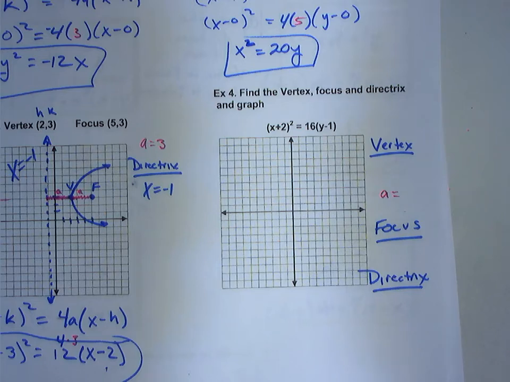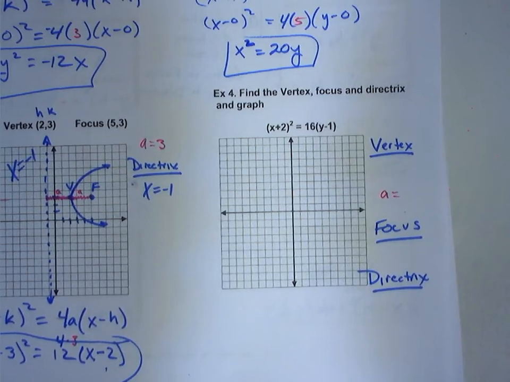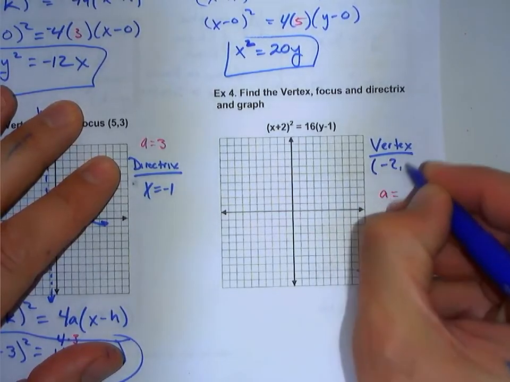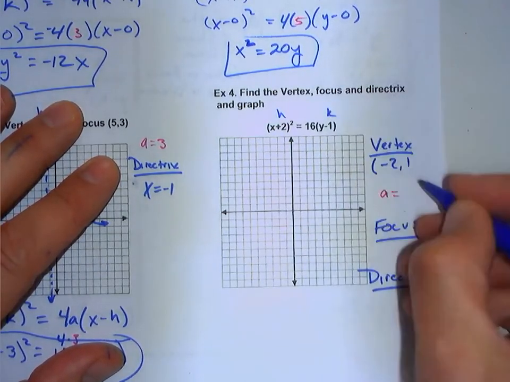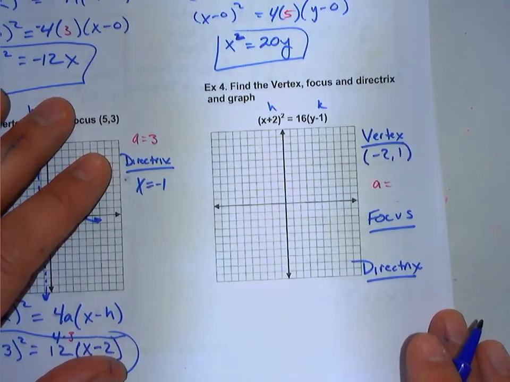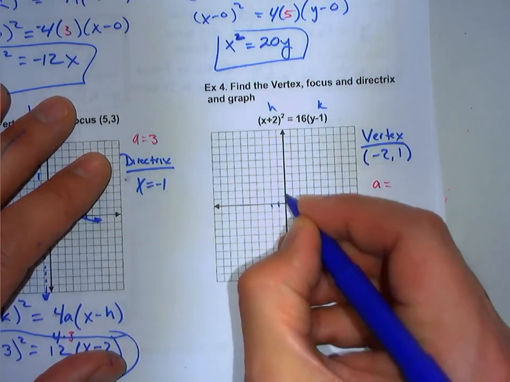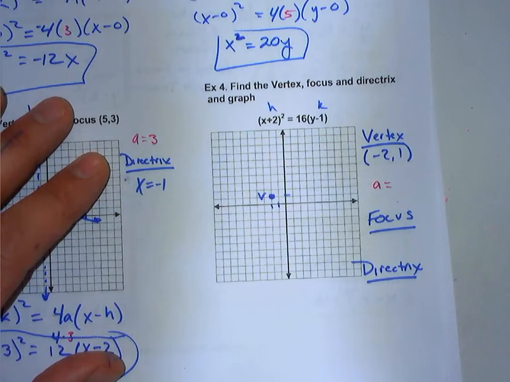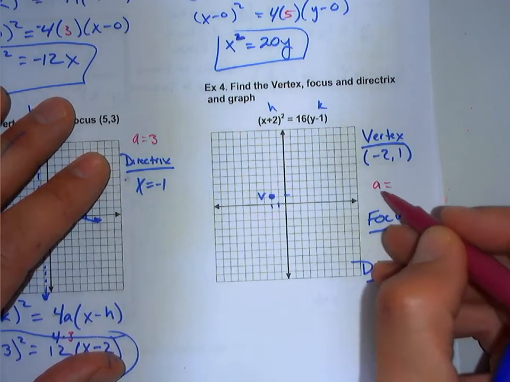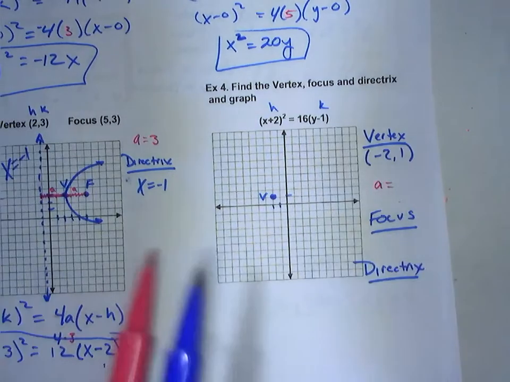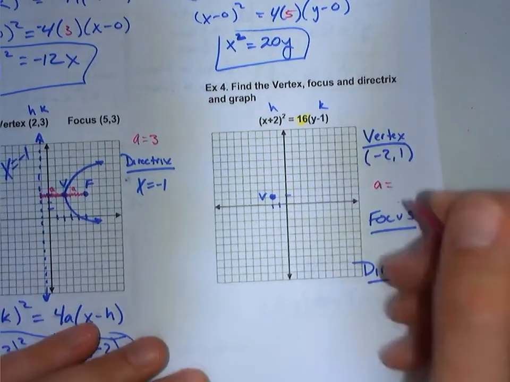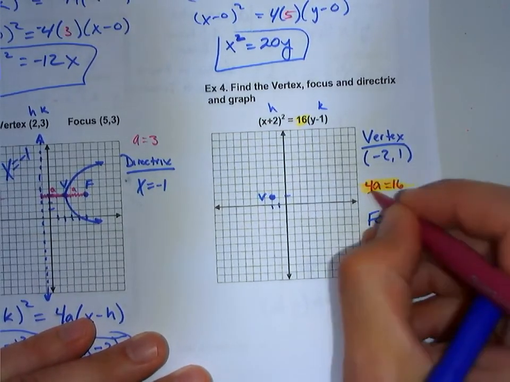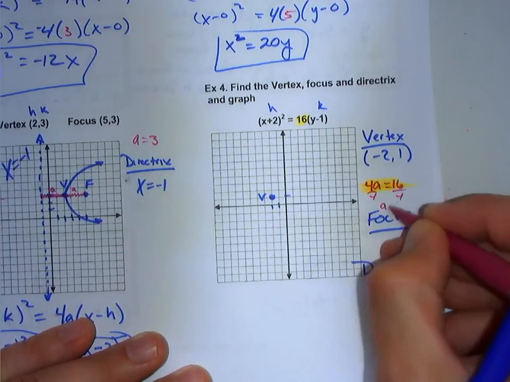All right. So let's see if you get what I got. Okay, Nicole, vertex, what'd you have? -2, 1. Remember, h is with x, k is with y, and it's opposite of what you see. So -2, 1, awesome. I'm going to count over 1, 2, up 1. Right there's my vertex. What's a? Whatever that number is right here, this 16, right? I'm going to set 4a equal to 16, and then I'm going to divide by 4. And we get a is 4.